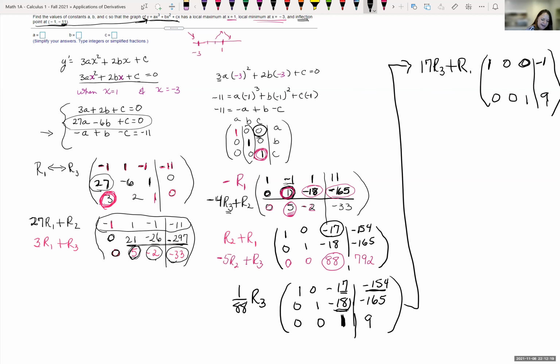Now we want to get rid of this -18. So if I do 18 times row 3 plus row 2, so I get 0 here. I still have my 1 here. 18 times 1 is 18 minus 18 is 0. 18 times 9, that's 162. 162 minus 165, that's -3.